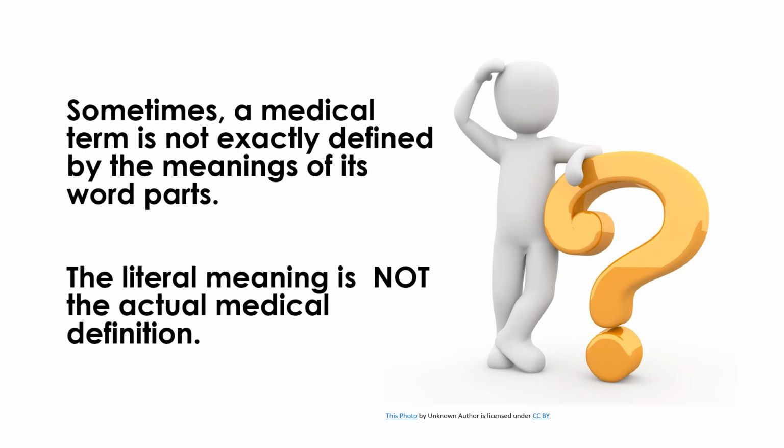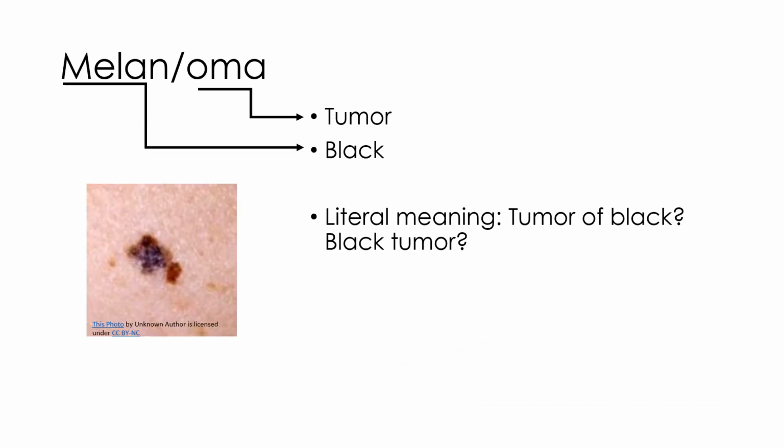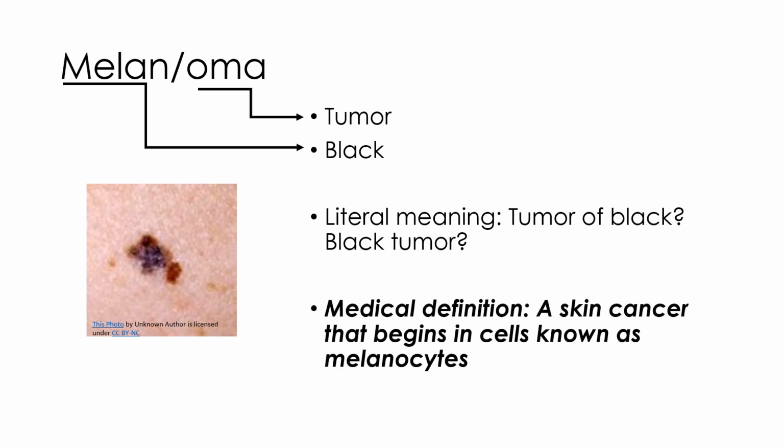So sometimes a medical term is not exactly defined by the meanings of its word parts, just like the last few slides we did. The literal meaning is not the actual definition of the medical term. So here's an example, melanoma. The literal meaning is a tumor of black or a black tumor, but the medical definition really is melanoma is a skin cancer that begins in cells known as melanocytes.